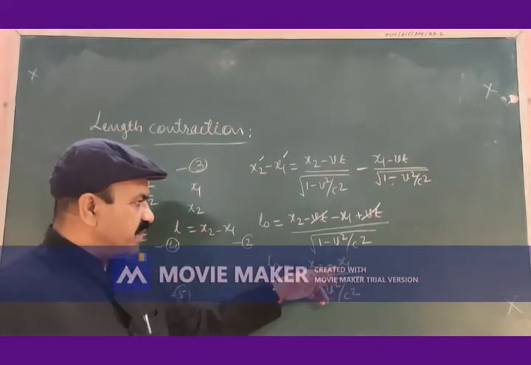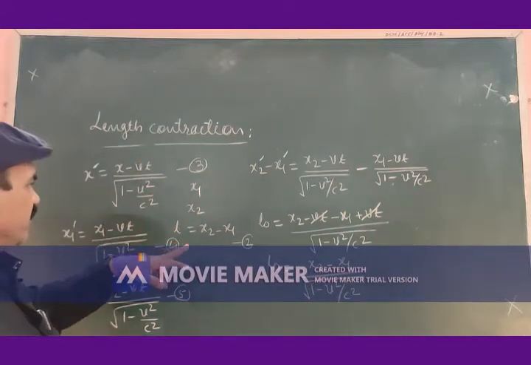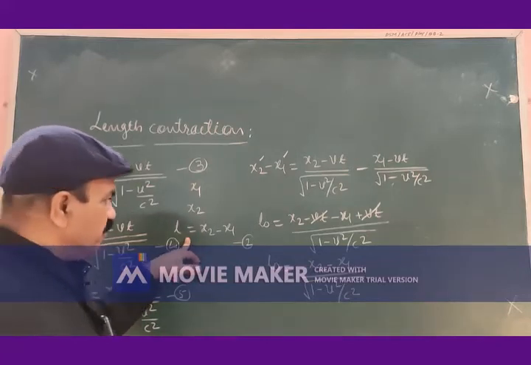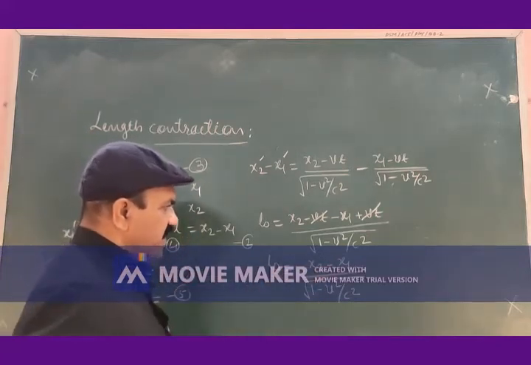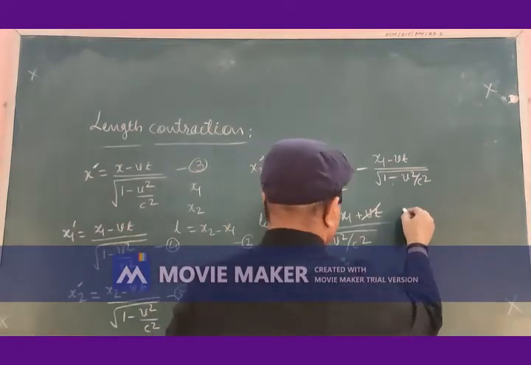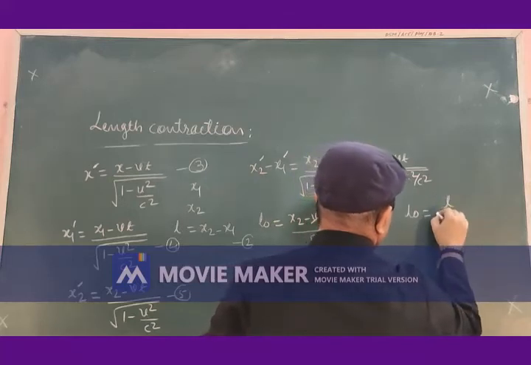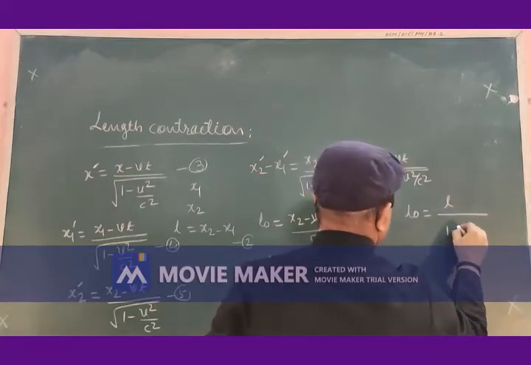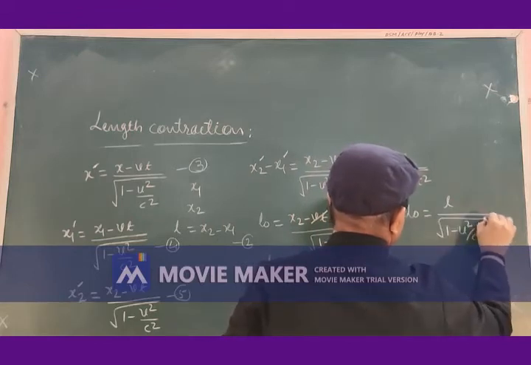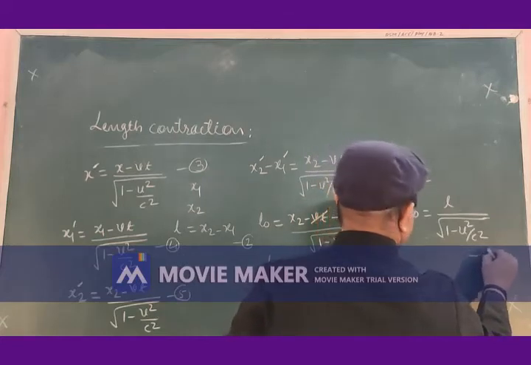But what is x2 minus x1? From equation 2, it is L. So let us put L for x2 minus x1, and so this equation further becomes L0 is equal to L divided by the square root of 1 minus v square by c square, equation number 6.